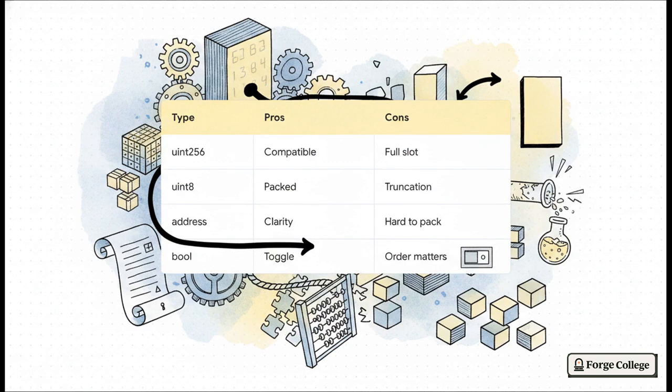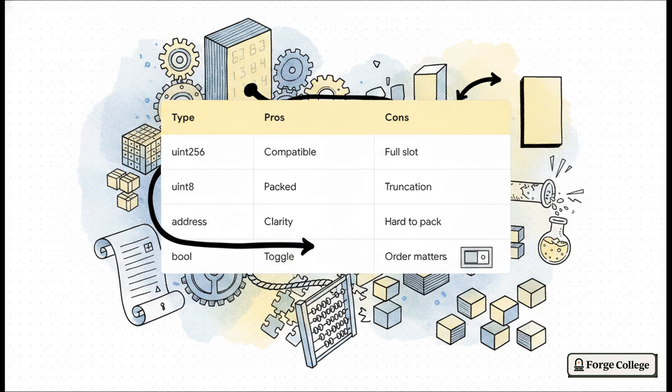uint256 is basically your default for numbers and balances. The huge pro is that it's highly compatible with standard EVM math and safe from most overflows. The con is, yeah, it uses a full slot. Now, uint8 or uint16 are great for small counters, and their main pro is packed storage. But the con, they require explicit casting and carry a massive risk of truncation if your math somehow exceeds their maximum values.